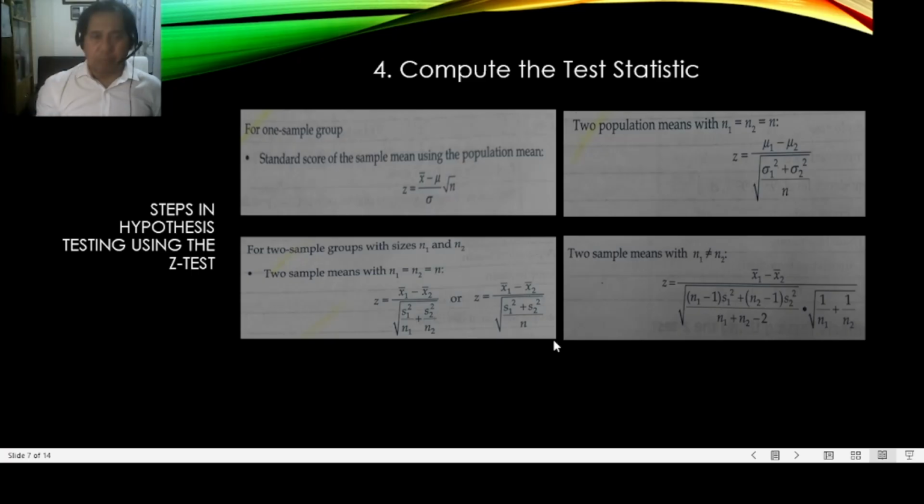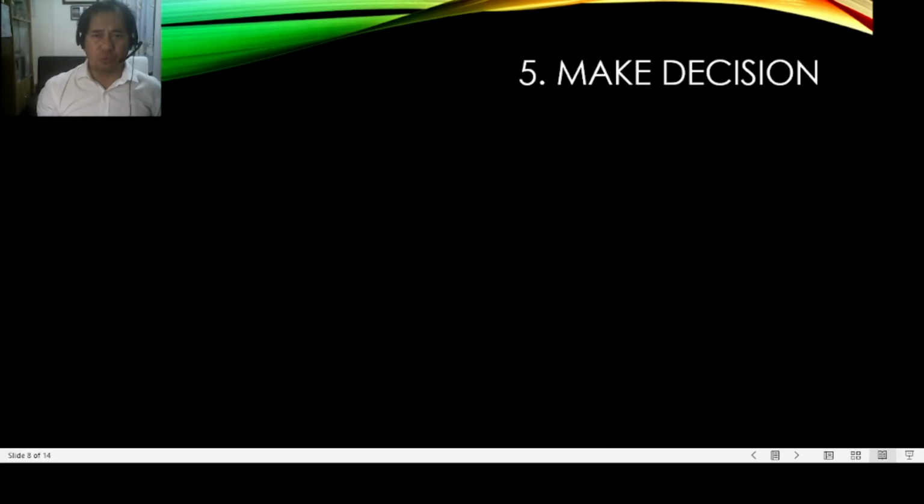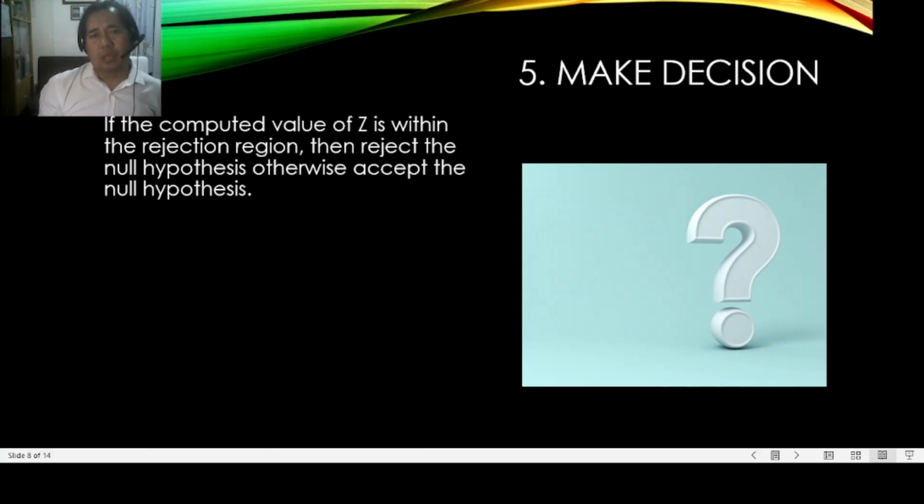Number 5 step is of course to make a decision after the computation, after using the statistical tool. So when we are going to decide, my statement in here is with regards to the normal curve. If the computed value of the z, or the p-value, which is represented by the computed z-score, is within the rejection region, then we reject the null hypothesis. Otherwise, we accept the null hypothesis.